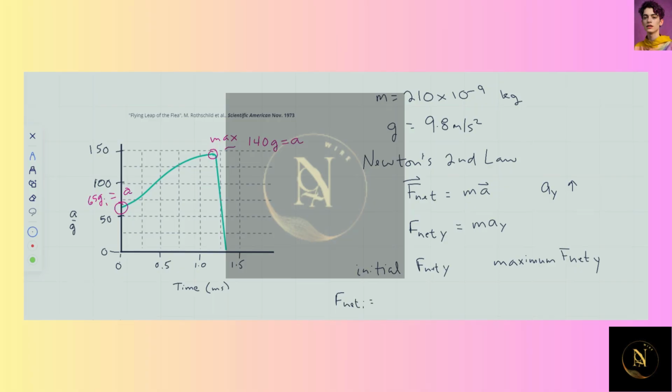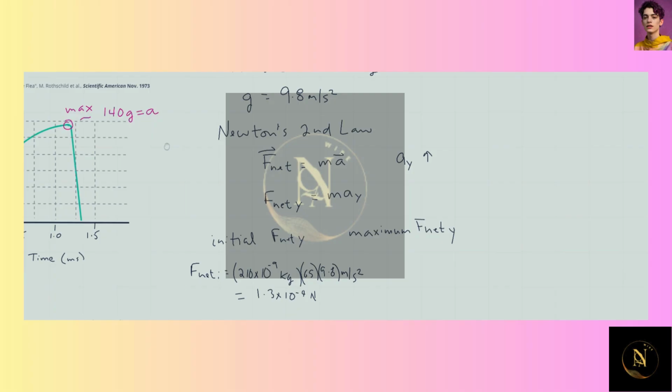So we'll take the mass of our bug, 210 times 10 to the minus 9 kilograms, and we will multiply by the acceleration for the initial value, 65 times 9.8 meters per second squared. And that should give us the force in newtons. It won't sound like a whole lot, but seeing that it's coming from this little flea's legs, it won't be surprising that this is a small amount. And we can do the same for the maximum force. That's essentially the same calculation, but using the 140 Gs.